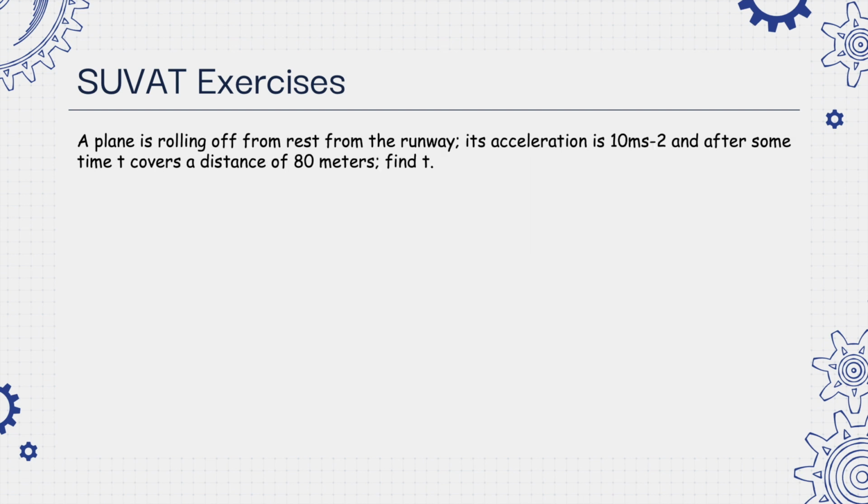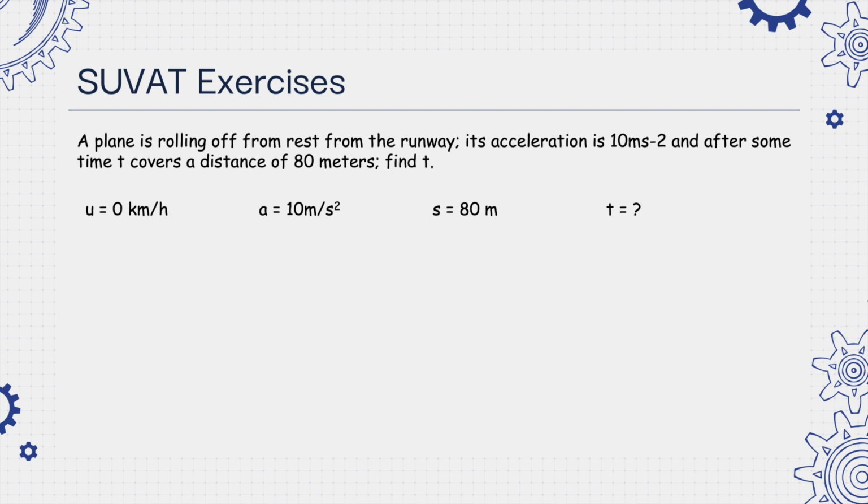The next exercise says a plane is rolling off from rest on the runway. Its acceleration is 10 meters per second squared, and after some time t it covers a distance of 80 meters. Find t. So here we have, as before, the acceleration, 10 meters per second squared. Then we have the displacement, 80 meters. And then we have the initial velocity being 0. And we want to find the time.